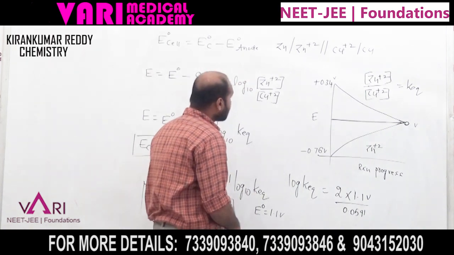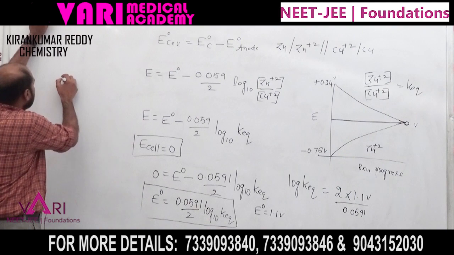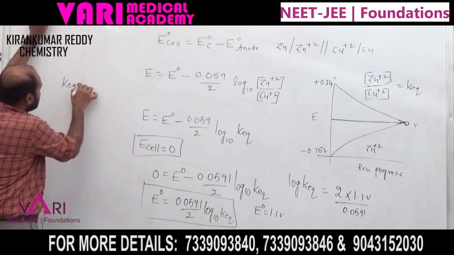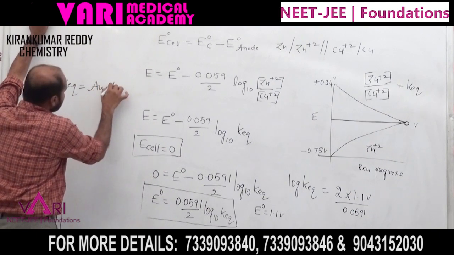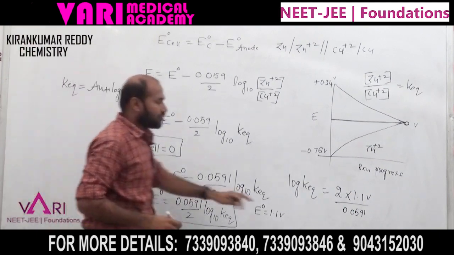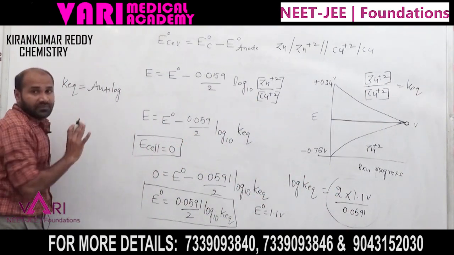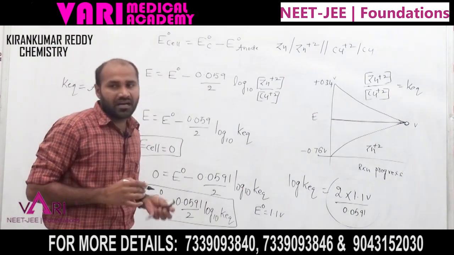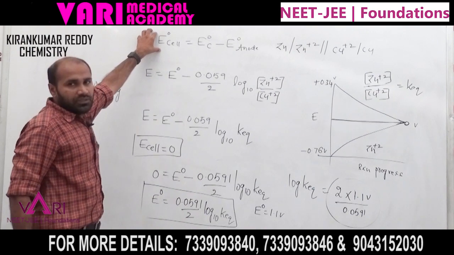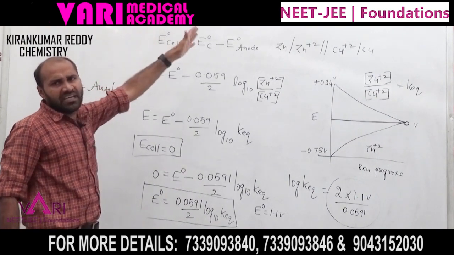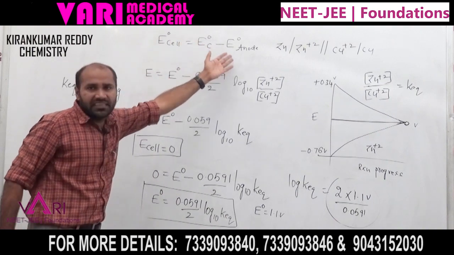How to write K equilibrium? The final equation I am writing: K equilibrium is equal to the antilog of this value. For this value, we get the K equilibrium, that is the value of the equilibrium constant. Now remember E cell is equal to E cathode minus E anode, and E naught cell means E naught cathode minus E naught anode.